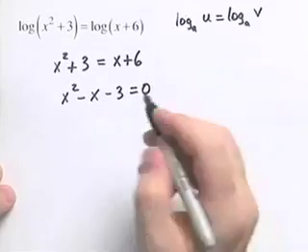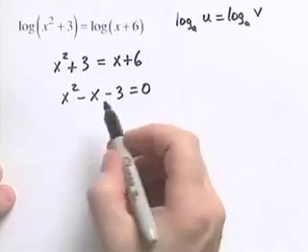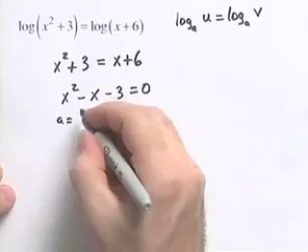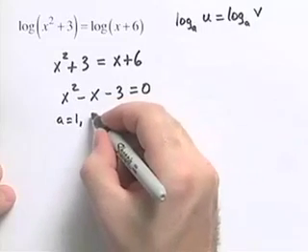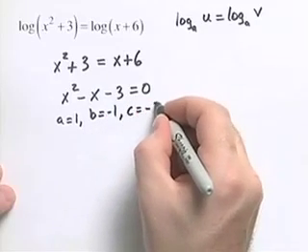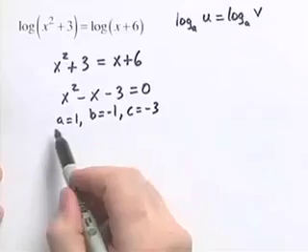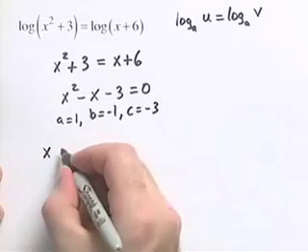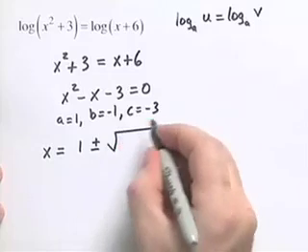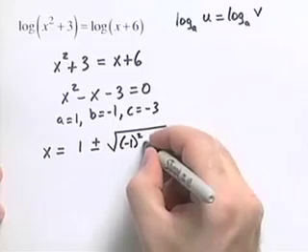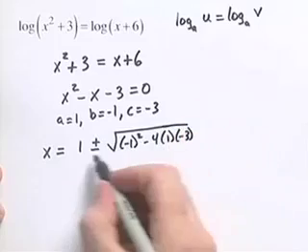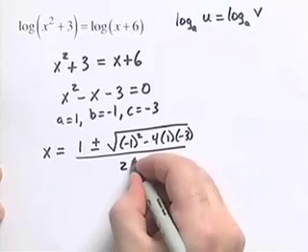We're going to solve this equation by factoring, if possible. We look at this, it doesn't appear that factoring will work, so we can use the quadratic formula. A equals 1, b equals -1, and c equals -3. If we plug these values into the quadratic formula, we get x is equal to 1 plus or minus the square root of -1 squared minus 4 times 1 times -3, all divided by 2 times 1.